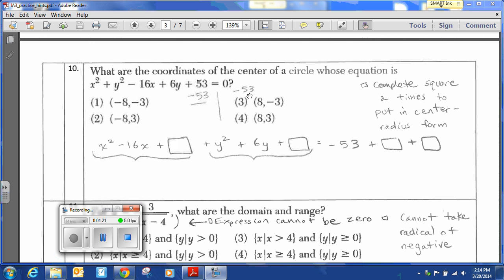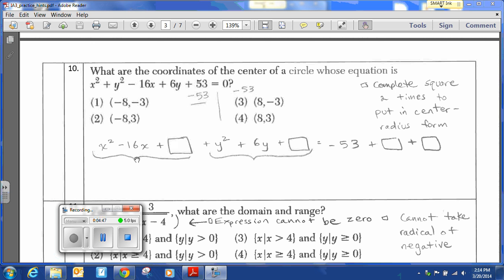First thing you do is subtract 53 from both sides, and then you sort out your equation, put the x's together, put the y's together, and then you have plus box, and those same 2 boxes over on this side. I want to remind you that in order to find the number that goes in here, we need to take the b term, the coefficient of x, and it's b over 2 all squared.